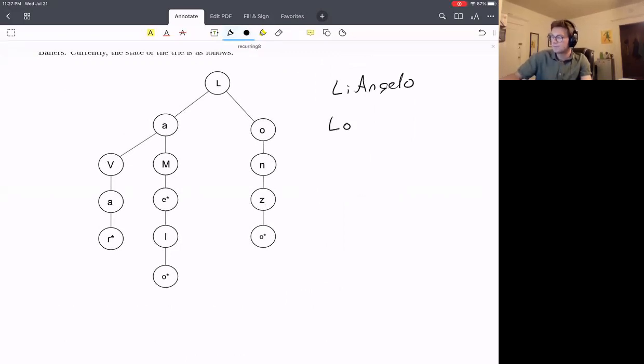LiAngelo and Love, basically, much like the late 60s psychedelic rock group. The album Forever Changes is a real slammer. I used to listen to it a lot when I was in 7th grade.